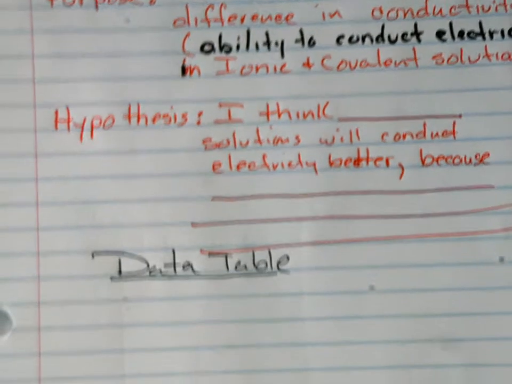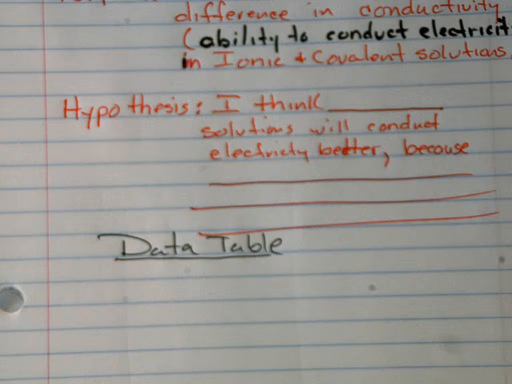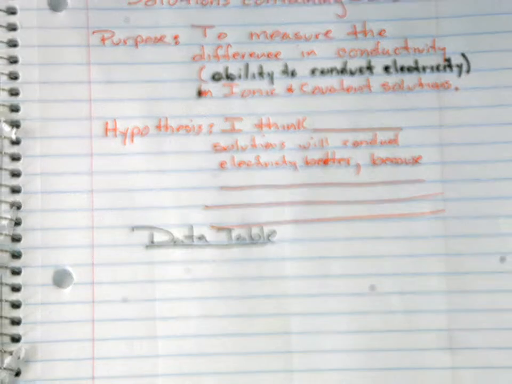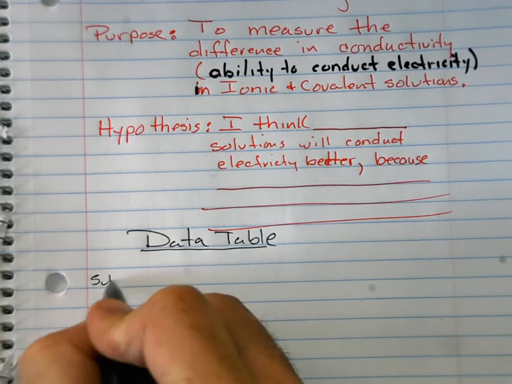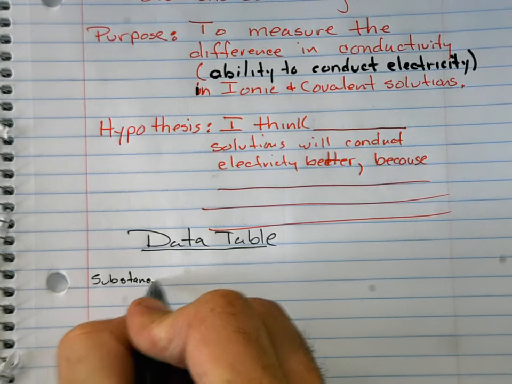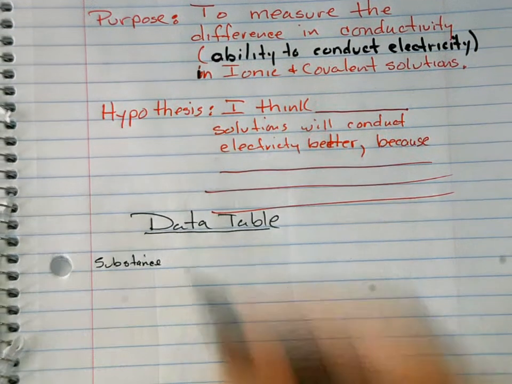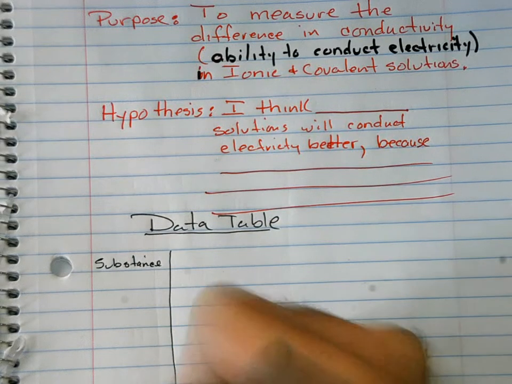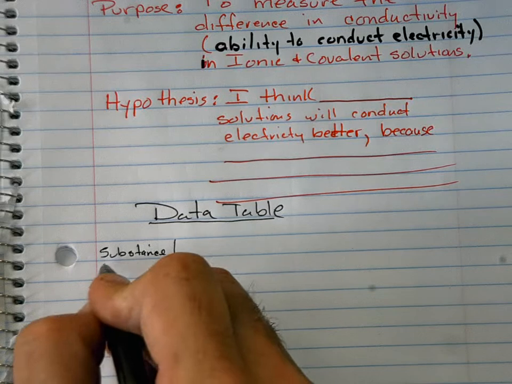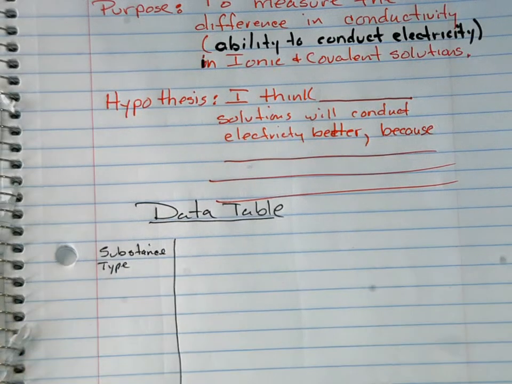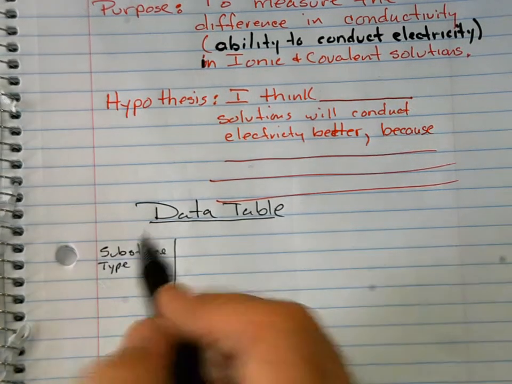Let's zoom out here a little bit. And on this data table, we're going to put substance. Substance, that's a nice word. Draw a line down. And then substance type, T-Y-P-E. Okay, good, I saved it. I almost messed up. Substance type.